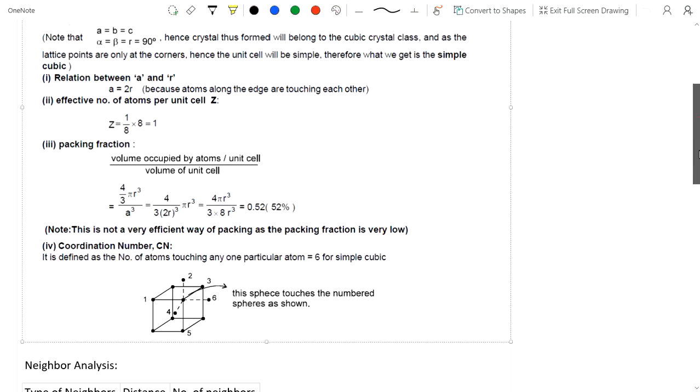The fourth parameter is called coordination number. It is defined as the number of atoms touching any particular atom, and in this case it is equal to 6. You can just pause the video, think through why it is 6, and then resume the video. I will explain how the coordination number is 6 in this case.